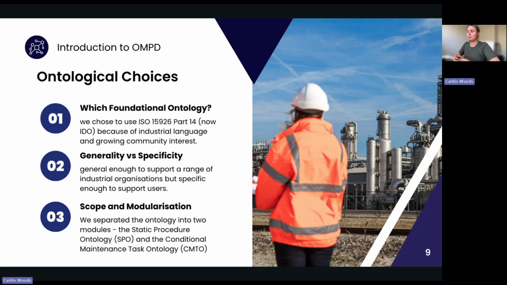The second goal was that the ontology needed to be general enough to support a range of industrial organizations, but specific enough to support users in their work. This led to some key impacts in the ontology as to how much we wanted to axiomatize the concepts that we created. And the third goal was the scope and modularization of the ontology. So we separated the ontology into two modules, the static procedure ontology and the conditional maintenance task ontology. I'll go through each of these modules in the next few slides.